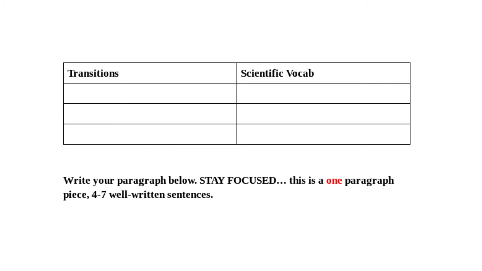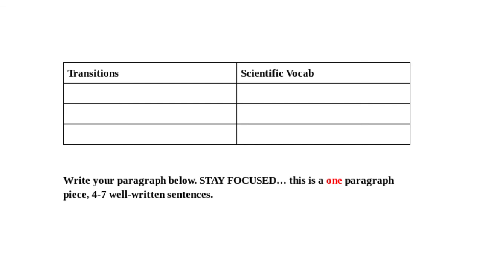You also need to do that transition word and scientific vocab chart again. So remember, transitions are any words that link sentences, like this proves that, my evidence is, before, next, first, last, any sort of words like that. And your scientific vocab can be any words from the vocabulary wall, any tier 2 words, or any words that you pretty much only use in science class.